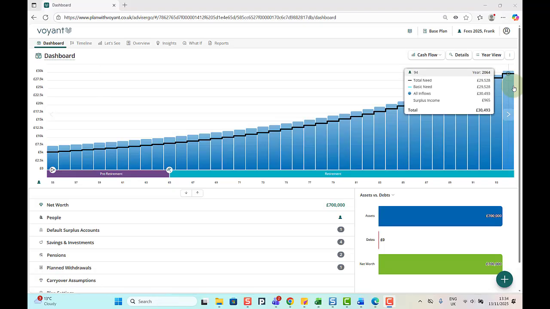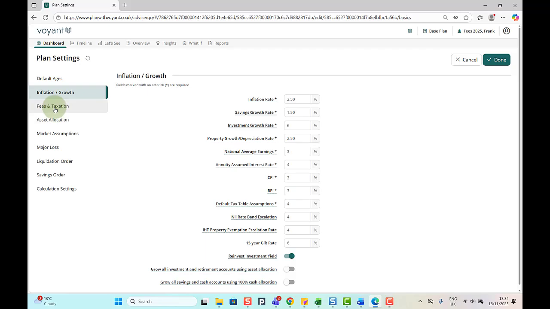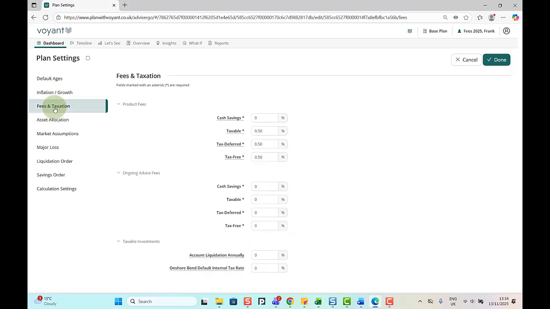So let me take you to Dashboard and down to Plan Settings and the section called Fees and Taxation. The first group here, the product fees, are, for those of you who have been with Voyant a while, the old style fees. The existing fees you'll have modelled have been moved across here. The product fees work as they did before and reduce the growth rates.